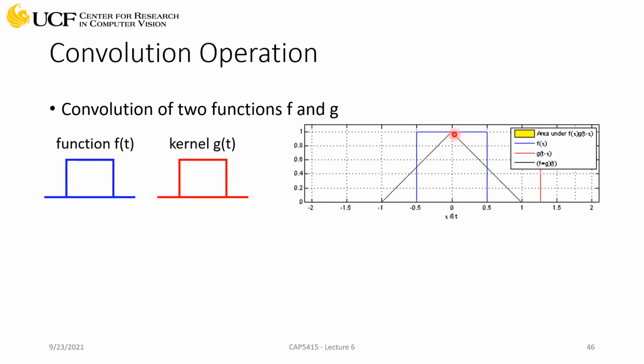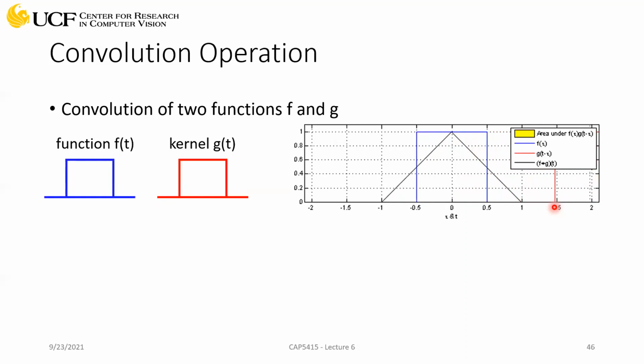And as you move towards the right, again, the overlap is going down because the signals are dissimilar, and then it goes to 0. And then it will remain 0 because there is no overlap. So this is the response from the convolution of two different functions.